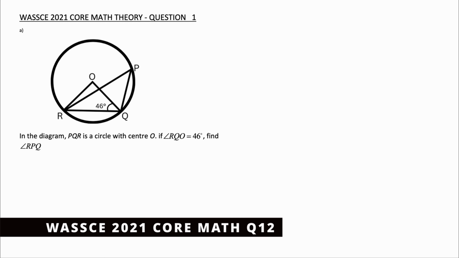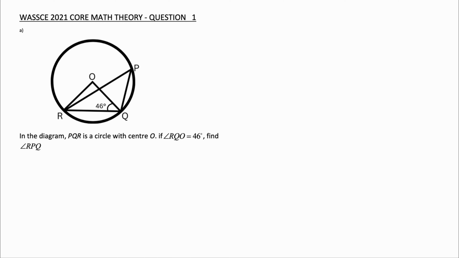In today's video, we're solving question 1 of the 2021 WASSCE Core Maths Theory questions. In the diagram, PQR is a circle with center O. If the angle RQO is equal to 46 degrees, find the angle RPQ.